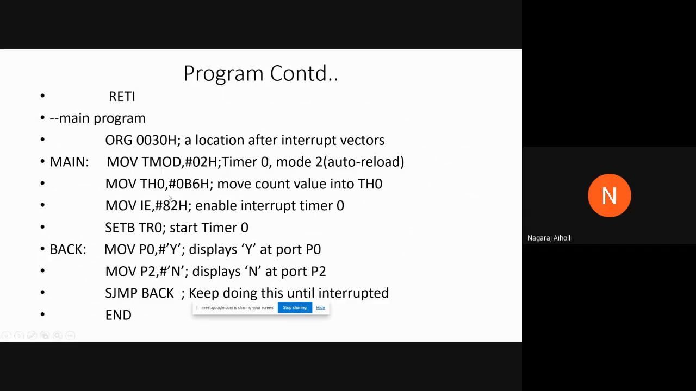Then move TH0, #0B6h. That is the count value as we calculated at the beginning. It is 0B6h, which is stored in the TH0 register. Then move IE, #82h. This IE value is 82h.